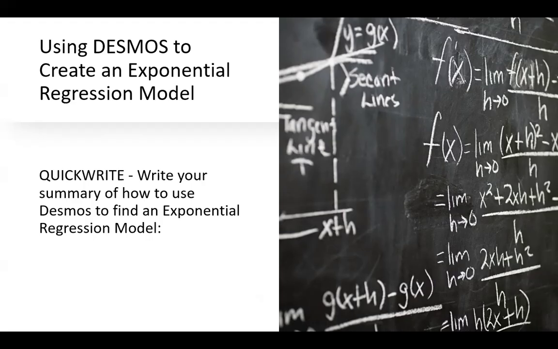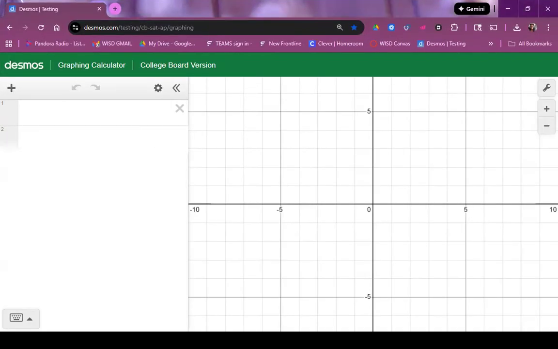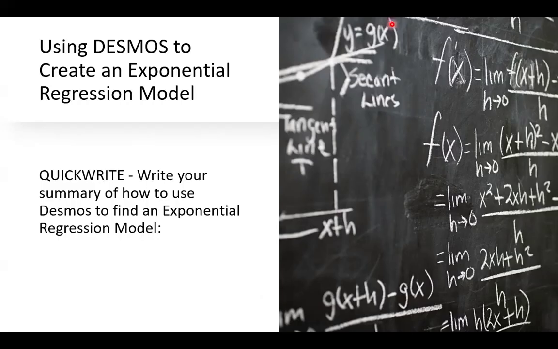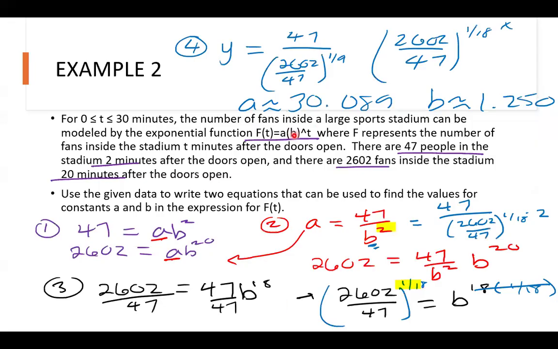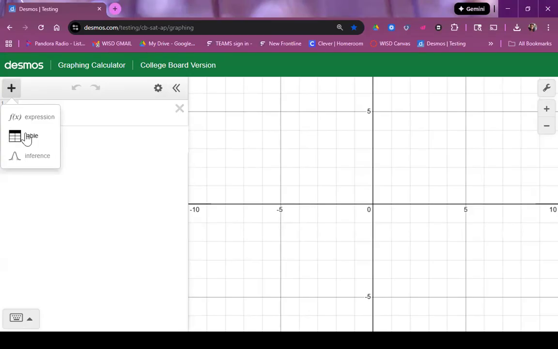Okay. I'm going to first model it with you guys using the one we just solved. And then on example 3, you're going to do it on your own. Does that make sense? Okay. So I'm going to go to my Desmos. All right. I'm going to go back and use our points from here. So the 2, 47 and the 20, 2,602. So here's my Desmos.